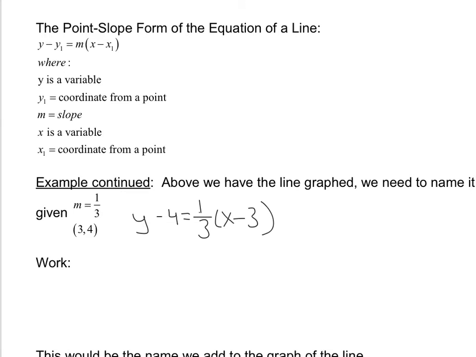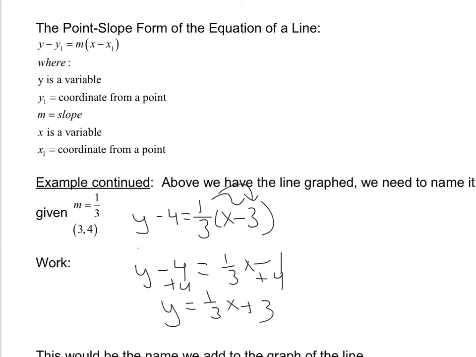So watch now. If we were to simplify it, distribute the 1/3. So it's 1/3 x minus 1, and then add the 4. So you get 1/3 x plus 3. Isn't that what we got for that slope-intercept there? So there's another easy way of going from point-slope form into slope-intercept form. Okay, let's look at some more.